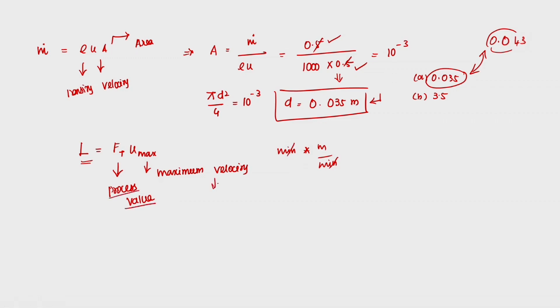U max I do not know as of now, but I know only the average velocity, right. The formula which connects the average velocity and the maximum velocity is based on the flow characteristics, whether it is laminar flow or turbulent flow.